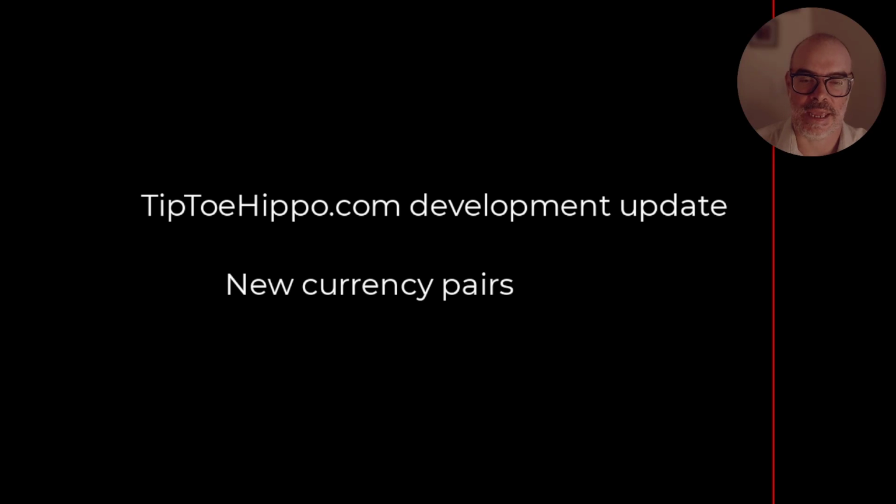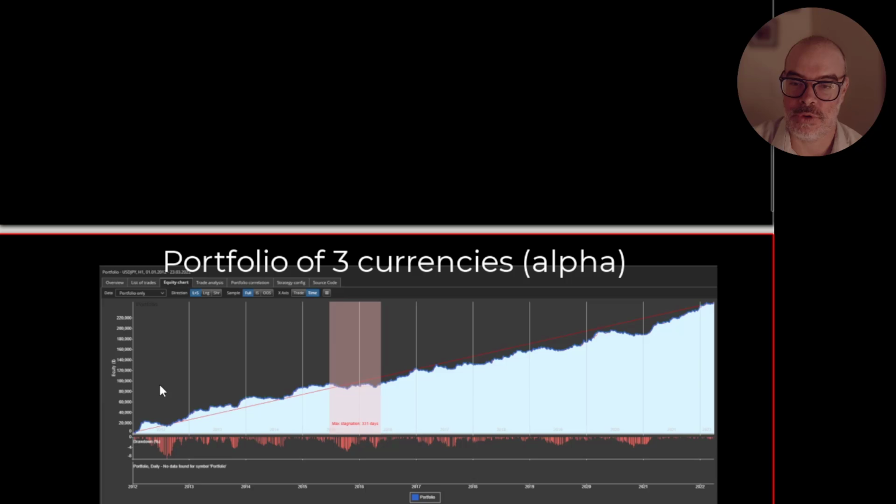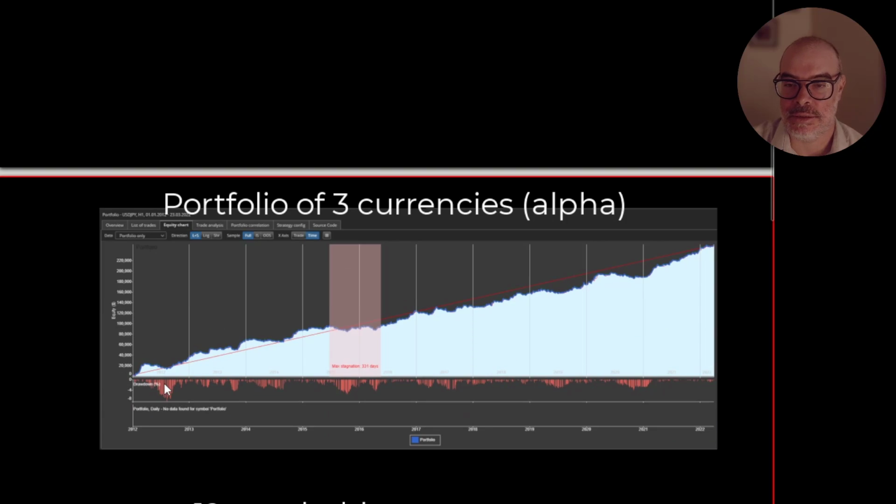Hi everyone, today I'm giving you an update on what we've been doing with the currency pairs and how they're looking in our very initial alpha stages. So to jump to the end of the systems first, what we've got is this result. This is only 3 systems.